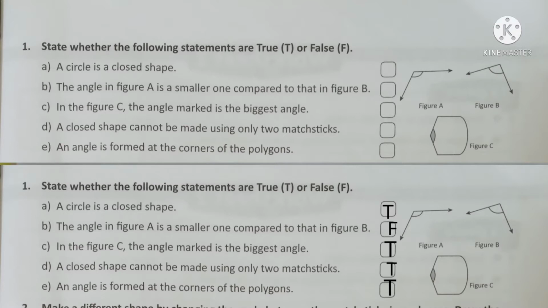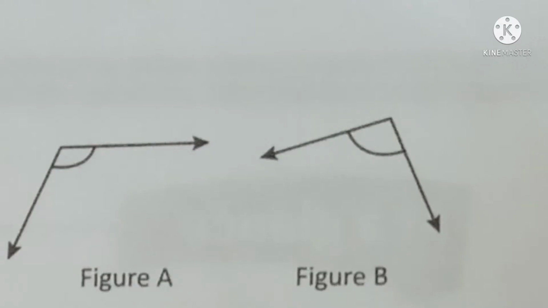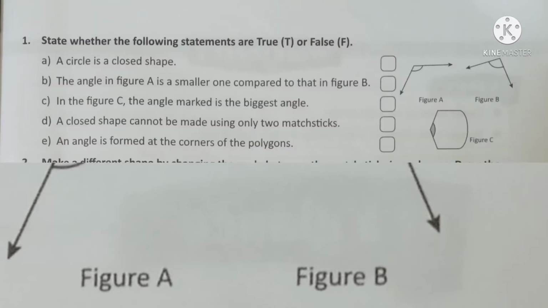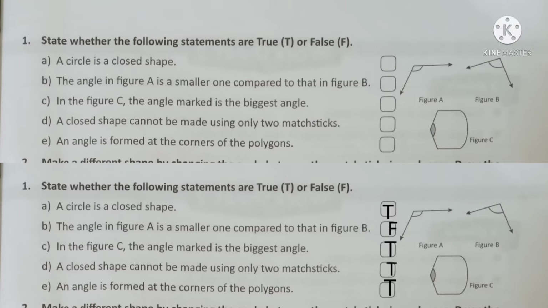So you know very well, circle is a closed figure. So true. B question. The angle in figure A is a smaller one compared to that in figure B. So now you compare figure A and figure B using angle tester. Figure B is having smaller angle. So false. What is given in the question? The angle in figure A is a smaller one. So figure A is having more than figure B. So the given statement is false.